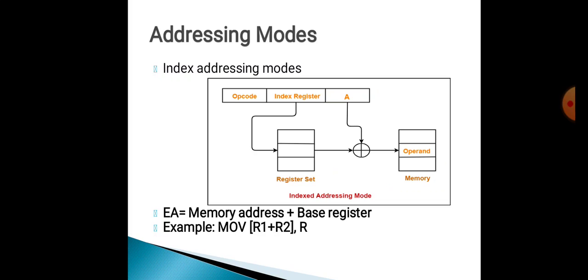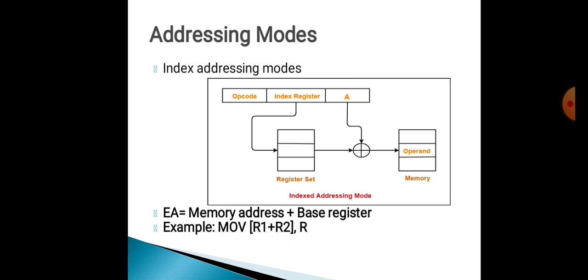Next, index addressing mode. In this addressing mode, the address field references the main memory and a reference register contains a positive displacement from that address. EA equals memory address plus R. Indexing is a technique that allows the programmer to point to or refer to the data stored in sequential memory locations one by one. It is an effective mechanism for performing iterative operations.